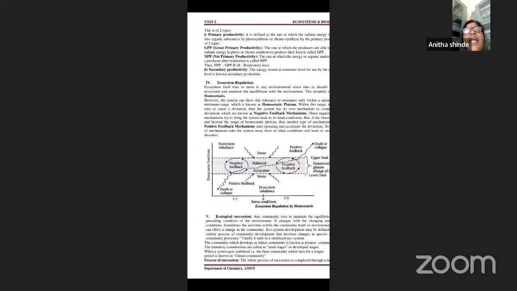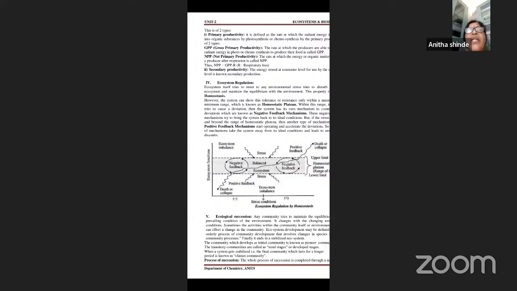So primary productivity is the rate at which the radiant energy, the energy directly from the sunlight, is converted into organic form through photosynthesis or chemosynthesis by the primary producers. What are primary producers? Primary producers are nothing but the plants. Now these are again of two types: gross primary productivity and net primary productivity. Gross primary productivity is also called GPP, and net primary productivity is NPP.